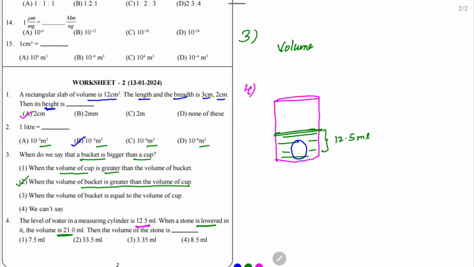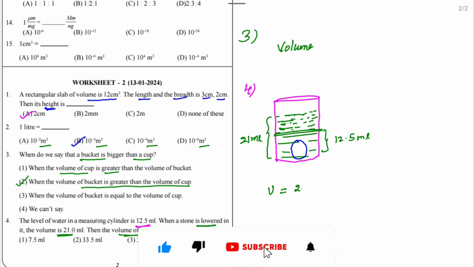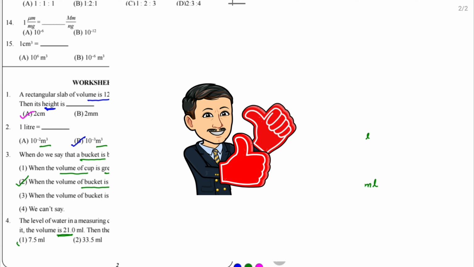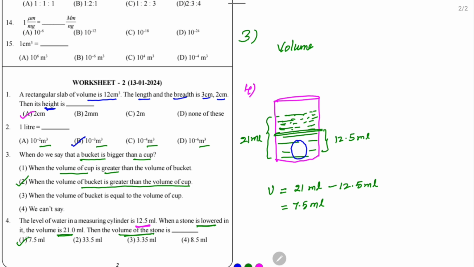So the water level has increased. Why did the water level increase? Because the stone occupies volume. So now this volume is 21 ml. The question is, what is the volume of the stone? Here the volume of the stone is the final level of the water minus the initial level of the water, which is equal to 7.5 ml. So the volume of the stone is 7.5 ml. If you get the same answer, let me know through the comments box.